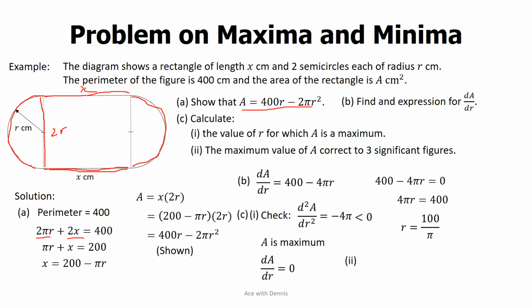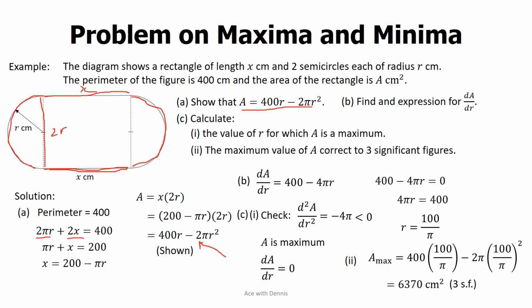For part 2, find the maximum value of A. So you substitute r equals 100 over pi into the equation of the area, which is this one. So we get 400 times 100 over pi minus 2 pi times 100 over pi squared. And we get 6,370 cm squared to 3 significant figures.